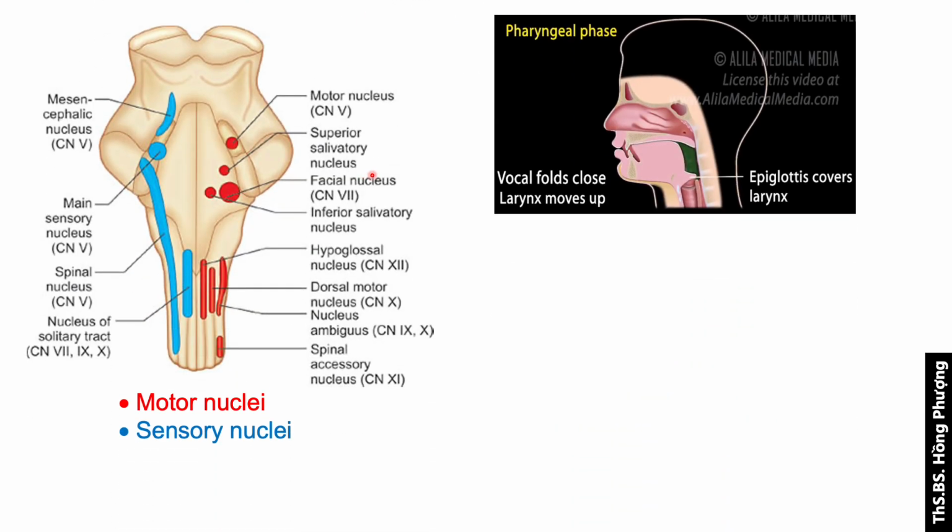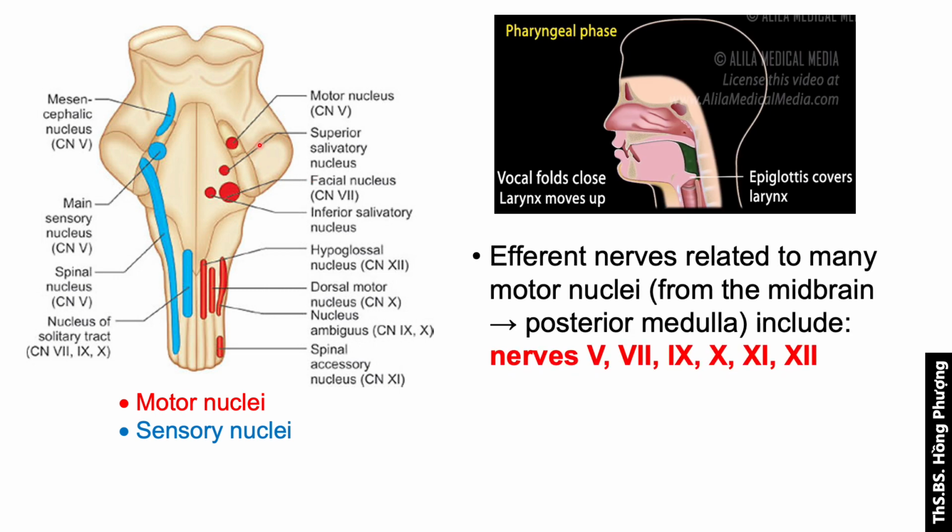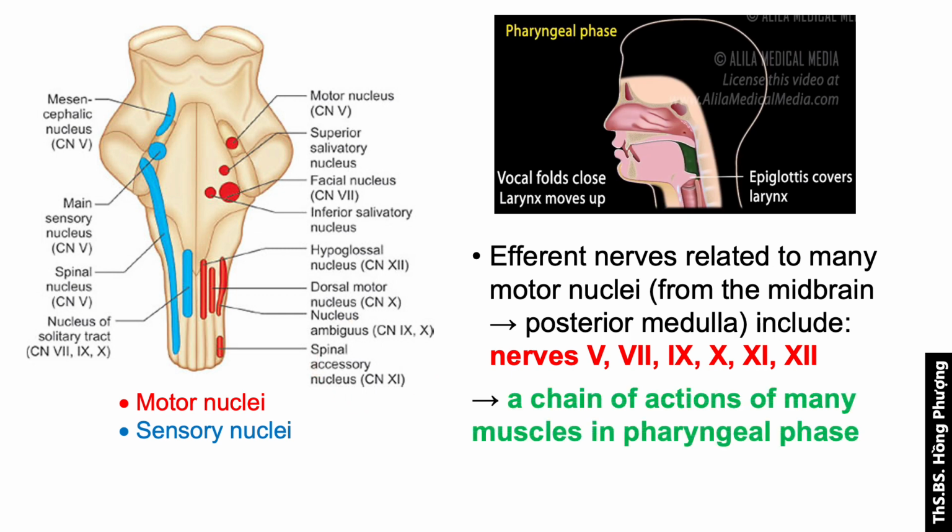From the swallowing center, the efferent nerves relate to many motor nuclei from the midbrain to the posterior medulla, including nerves 5, 7, 12, 10, 9, and 11. These nerves control a chain of actions of many muscles in the pharyngeal phase.